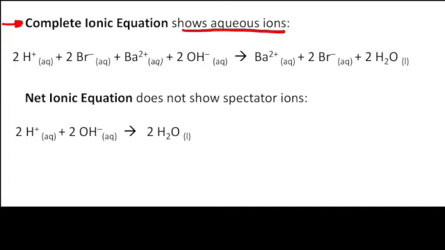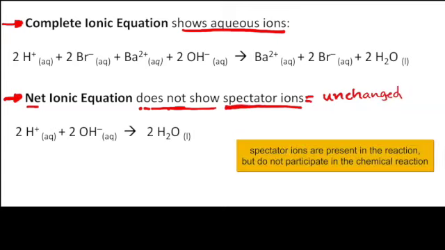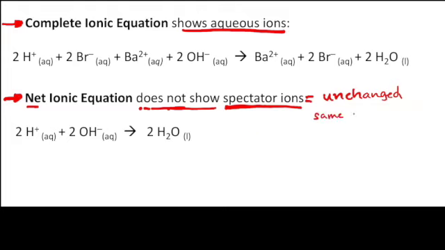And then the net ionic equation removes any of the spectator ions. The spectator ions are the ions that are unchanged. Like a spectator at a sporting event, who doesn't participate in the sport and is just there watching it. The spectator ions from the complete ionic equation are the same on both sides of the reaction arrow. They're not changed. So we can find the ones that are the same on both sides of the reaction arrow, and they have to be exactly the same.